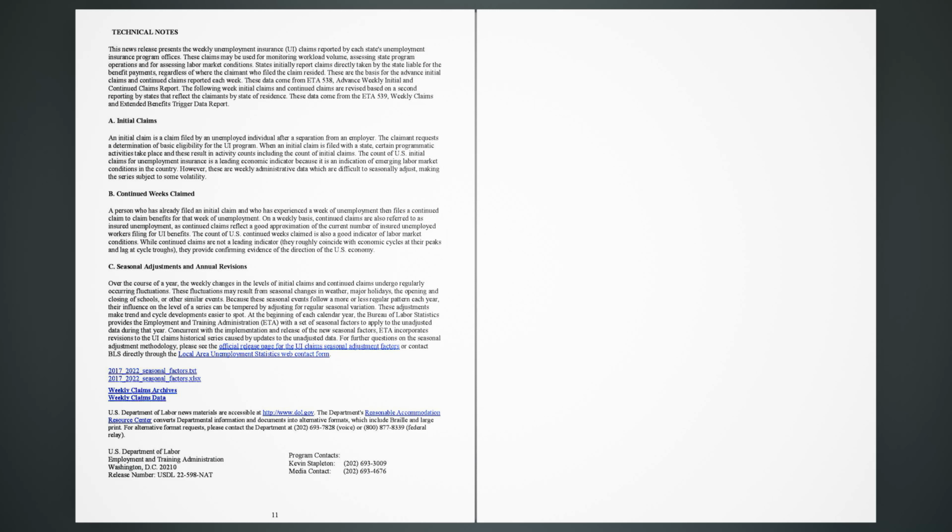At the beginning of each calendar year, the Bureau of Labor Statistics provides the Employment and Training Administration, ETA, with a set of seasonal factors to apply to the unadjusted data during that year. Concurrent with the implementation and release of the new seasonal factors, ETA incorporates revisions to the UI claims historical series caused by updates to the unadjusted data. For further questions on the seasonal adjustment methodology, please see the official release page for the UI claims seasonal adjustment factors or contact BLS directly through the local area unemployment statistics web contact form. U.S. Department of Labor news materials are accessible at http://www.dol.gov.